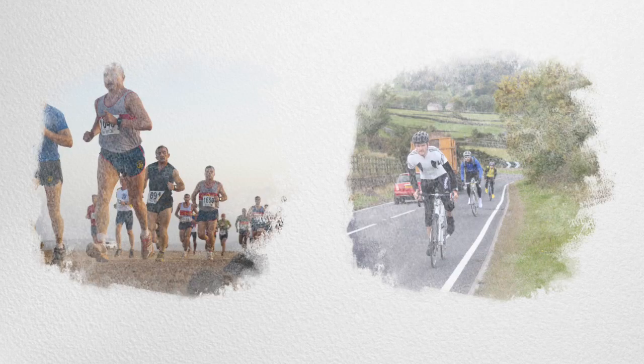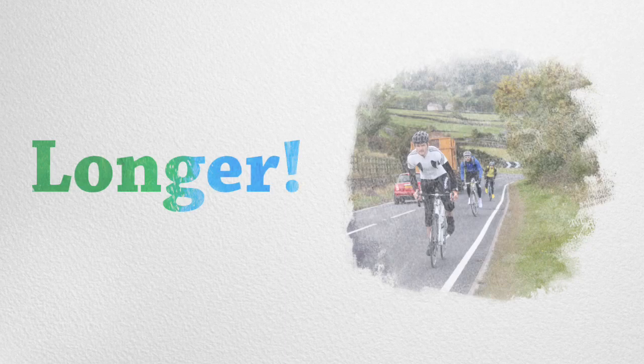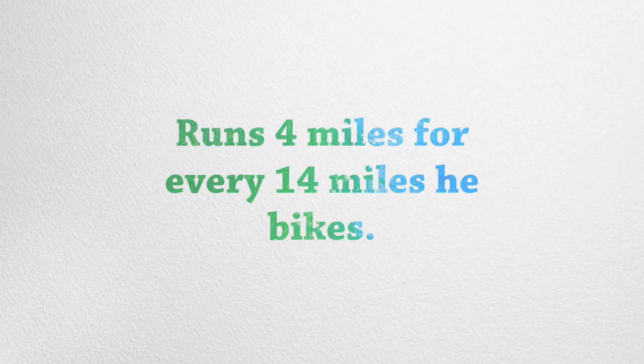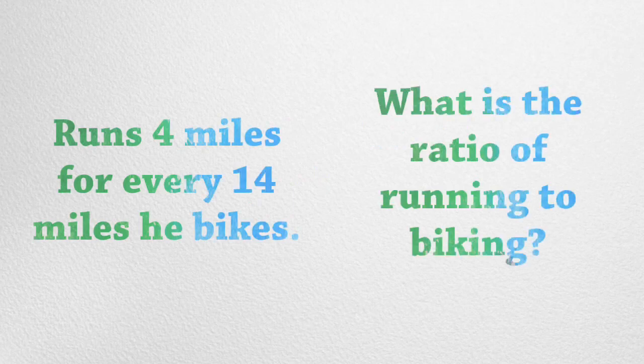A man is training for a biathlon. That means he's going to run or jog as well as bike in this race. For his training, he is practicing riding his bike a lot more than he is running. In fact, he runs 4 miles for every 14 miles that he bikes. What's the ratio of his running to biking?